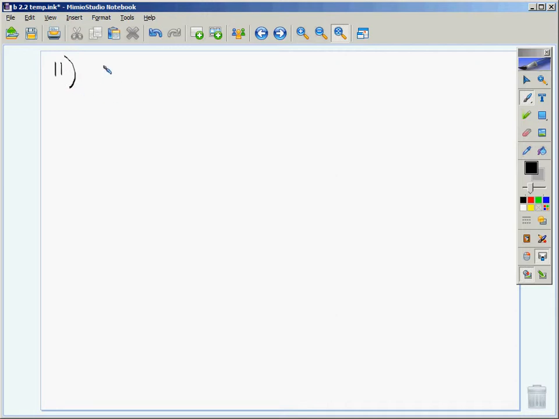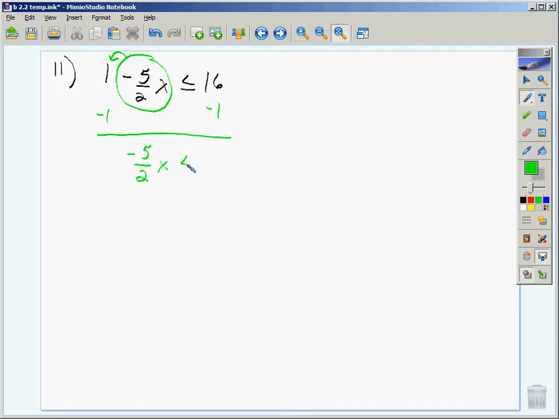Number 11. 1 minus 5 halves x is less than or equal to 16. I still see a lot of people making mistakes when they go to get rid of this 1. Because they see this negative here, they think that they're going to add 1. If I add 1, what would it give me? 2. I don't want to add 1, I want to subtract 1. I still want to bring that negative down with my variable. This would be less than or equal to 15.